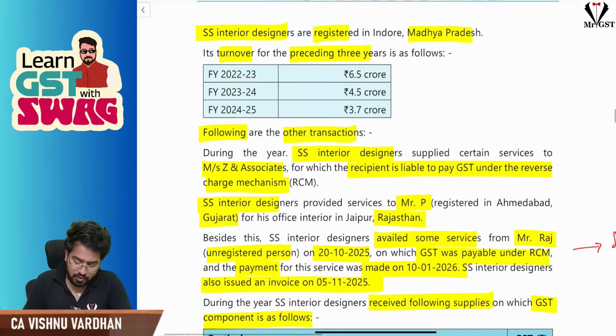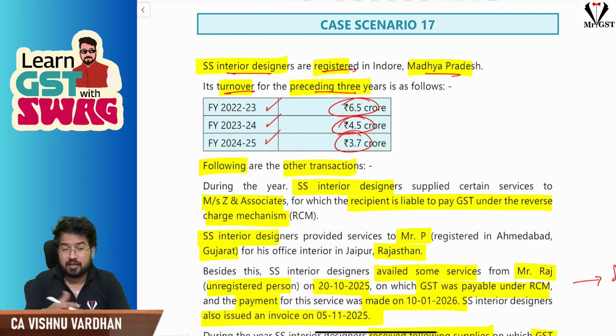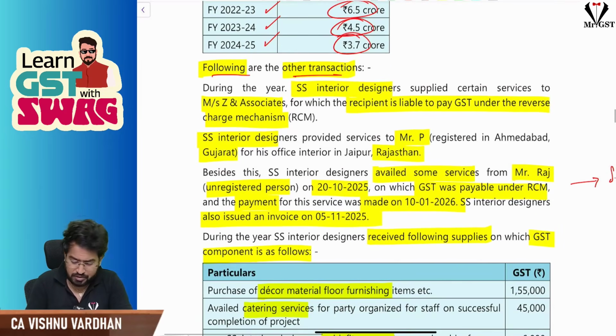Okay. Now, these people are SS Interior Designers registered in Madhya Pradesh. Turnover of the preceding 3 years they give 22-23, 23-24, 24-25: 6.5, 4.5, 3.7. Greater than 5 crores, you should raise e-invoice. Okay. Following are the other transactions. So, what are those transactions? SS Interior Designers, Mr. Z and Associates, to them they have supplied.